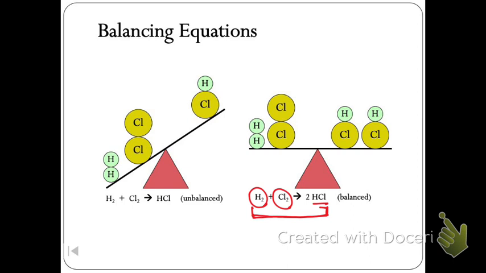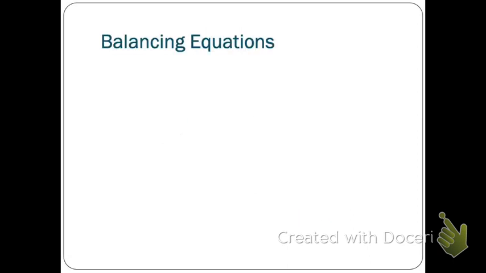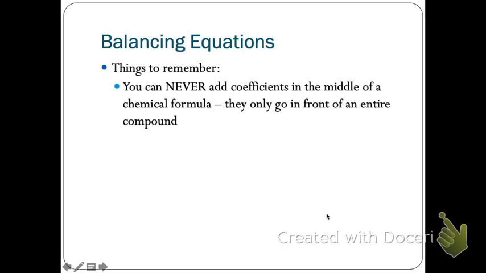Okay, so a couple things that we need to remember as we balance equations. Things to remember: we never add coefficients in the middle of a chemical formula. So let's say if our last one looked like this, we had HCl. We needed 2 chlorines. I can't do this. Put a 2 in the middle there, right? That's no good. I can't add a 2 in the middle.